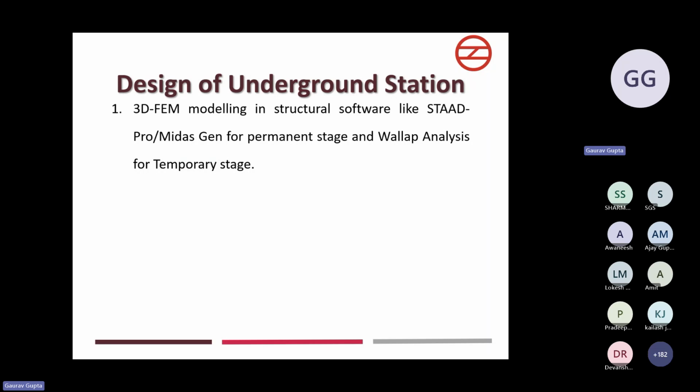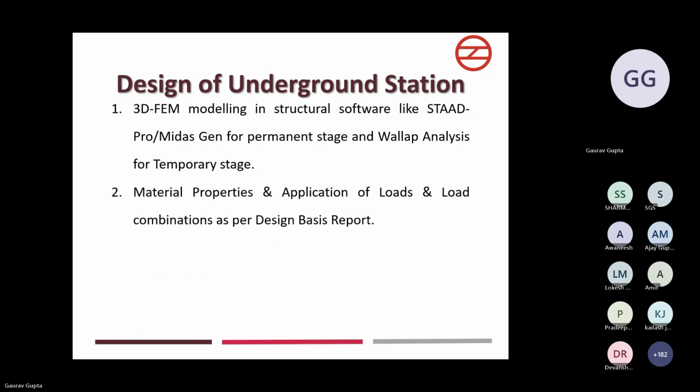Firstly, the structural design of underground stations for the permanent elements is done in 3D FEM modeling in structural software like STAAD.Pro or Midas Gen or any other similar software for the permanent stage, and Wallap or Plaxis or Phase2 RS2 for temporary stage analysis. There are two types of stages in design: the temporary construction stage, and the permanent service stage, which will be there for 100 years.